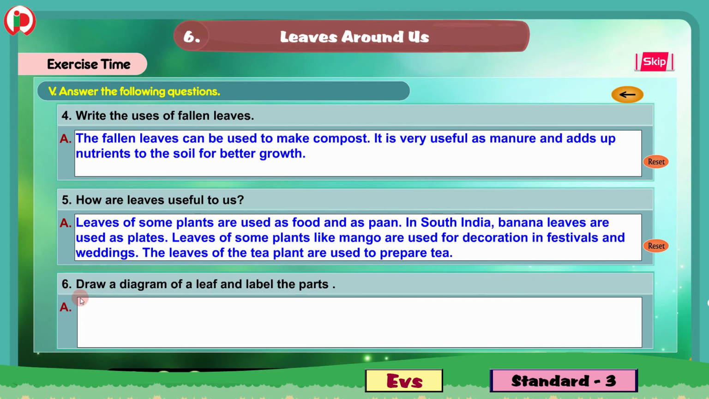Now the sixth question is, draw a diagram of a leaf and label the parts. Children, in the workbook, you should draw the diagram of a leaf and label the parts. You can take help from the course book. You can refer to the lesson Leaves Around Us in the course book, and by seeing the diagram in the course book, you can draw the same diagram in the workbook under question number 6 and also label the parts.